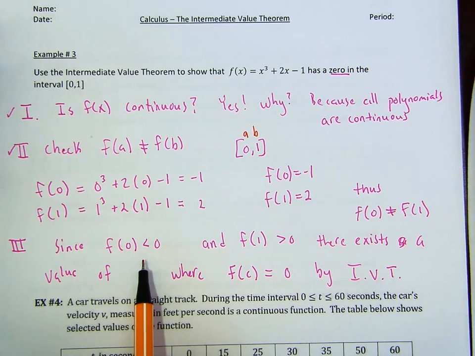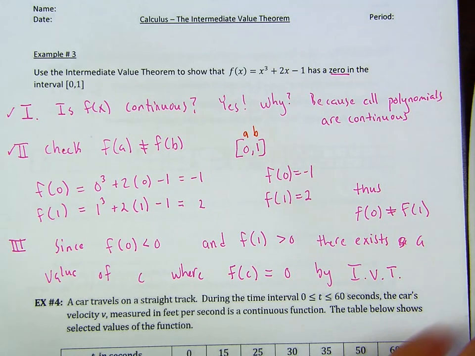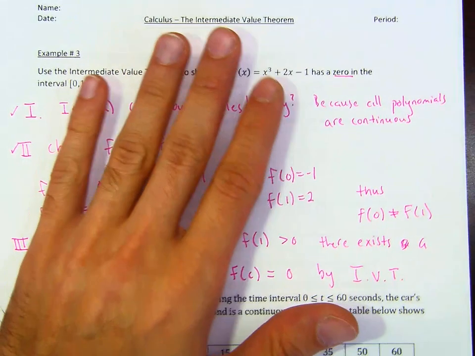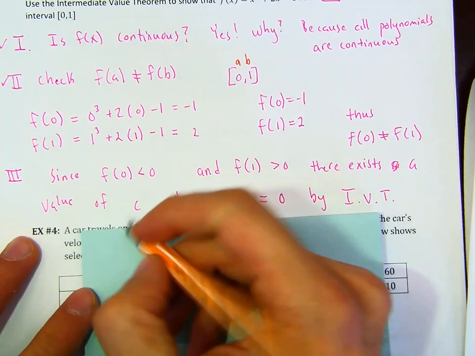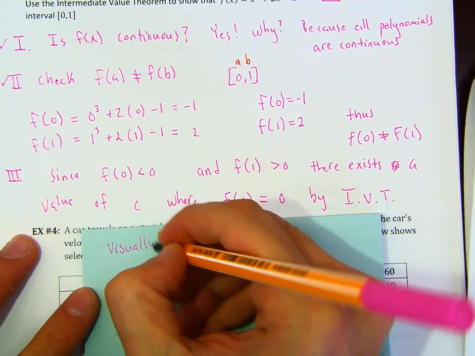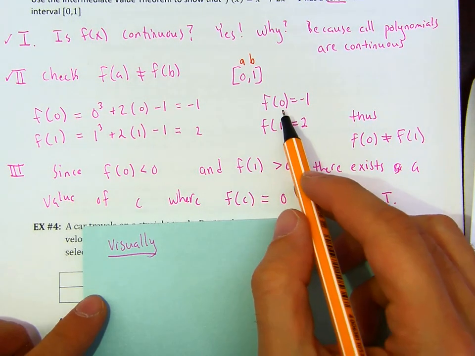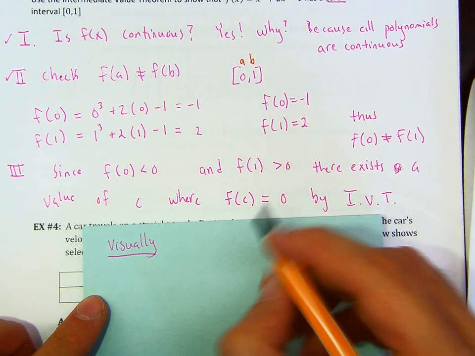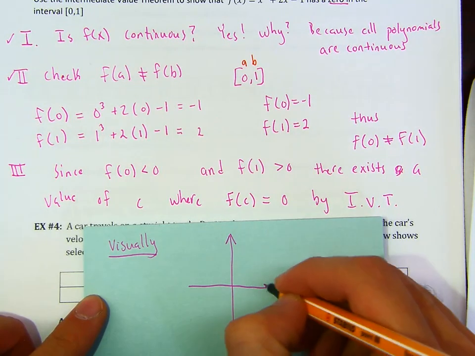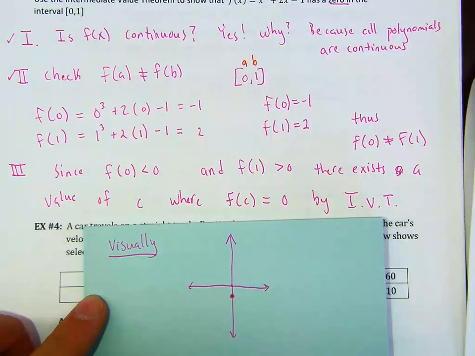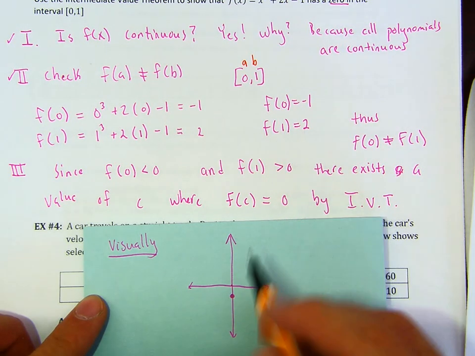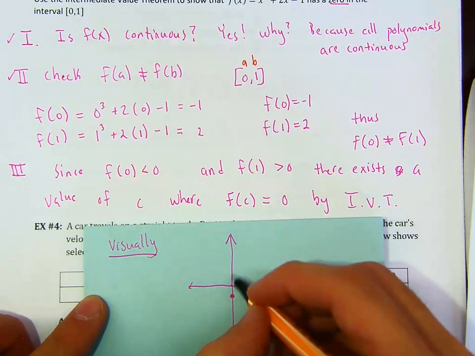I actually just realized I didn't really show you this today, but the idea comes from the visual. Let me get something real quick. Over here. Visually, what is happening here? Notice, where is this point f of 0 equals minus 1? This point is 0, negative 1. So 0, negative 1 is here. That's one of the points. Where is this point? It's 1, 2.